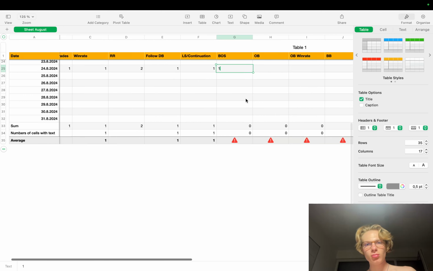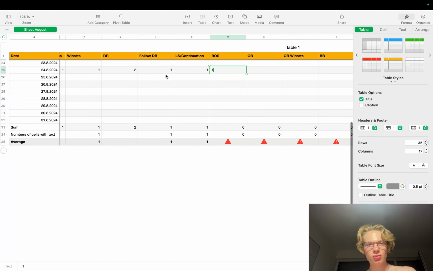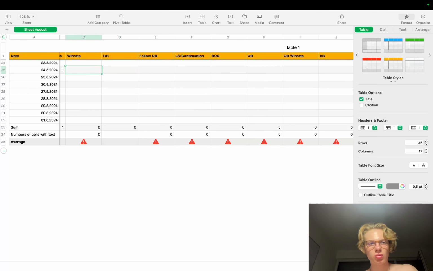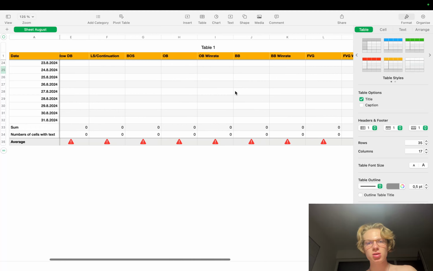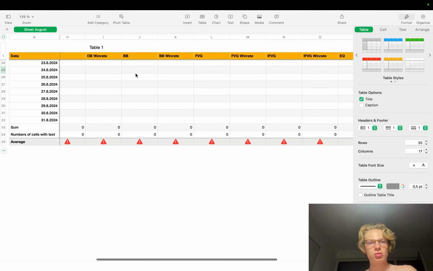By the way, at least these 3, so you followed your daily bias, there was a liquidity sweep or continuation of the trend, and there was a break of structure. These 3 should always be marked, because if not, you can just basically stop trading for the day because you clearly didn't follow your strategy if you don't follow your base principles. But everything else you don't need to check off every day.